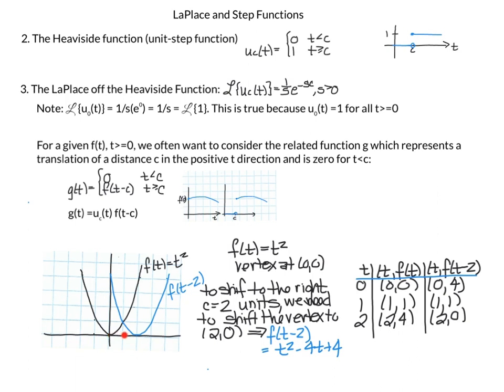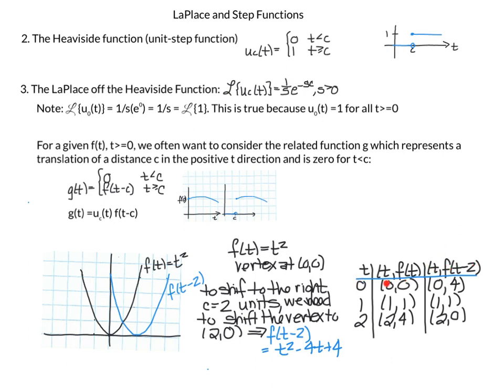If I want to shift this to the right, let's say c equals 2 units, we need the vertex now to be at 2, 0. And I also calculated f of t minus 2 is t squared minus 4t plus 4. So I could create this table. I have three values of t: 0, 1, and 2. I have the coordinate for t, f of t, and then the coordinate for t, f of t minus 2.